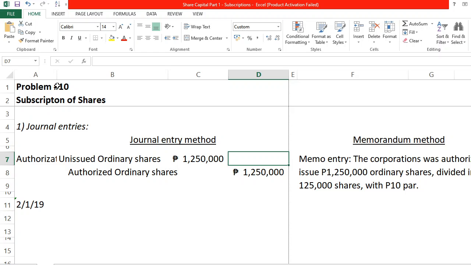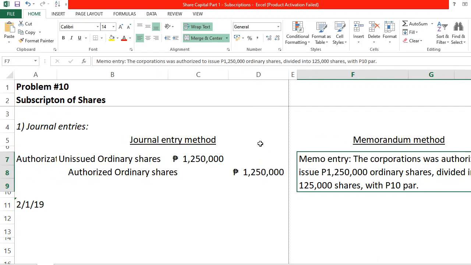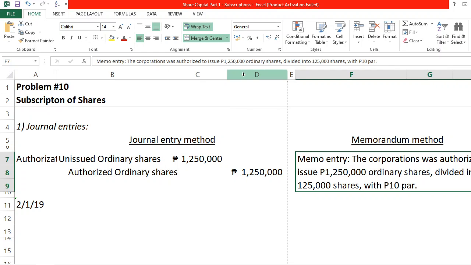In the memorandum method, upon authorization, we don't need to prepare a journal entry, but instead we just make a memorandum entry. It's simple: the corporation was authorized to issue 1.25 million ordinary shares divided into 125,000 shares with 10 peso par. For the memo entry, we just include the total amount of authorized ordinary shares, the number of shares, and also the par value. That's the difference between the two.